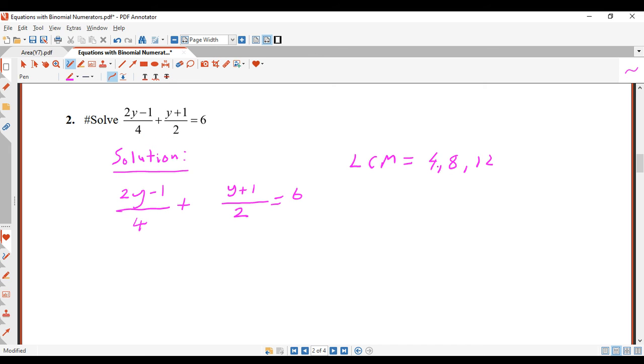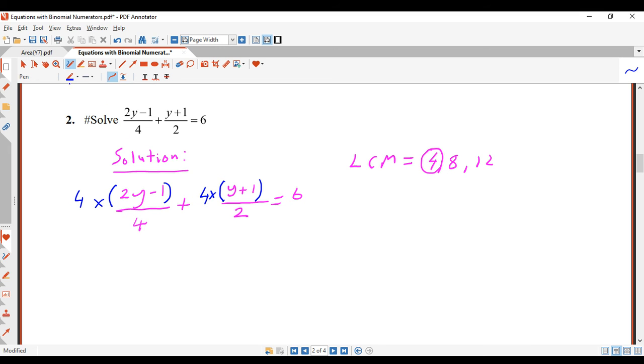Now 4 goes into 4 once with no remainder, and 2 divides into 4 twice with no remainder. So actually, it turns out 4 is the LCM in this case. So we're going to multiply all the terms in the equation by 4. Now remember, when you do this, make sure you put brackets around the numerator, and put the times 4 in line with the numerator, not in line with the denominator.